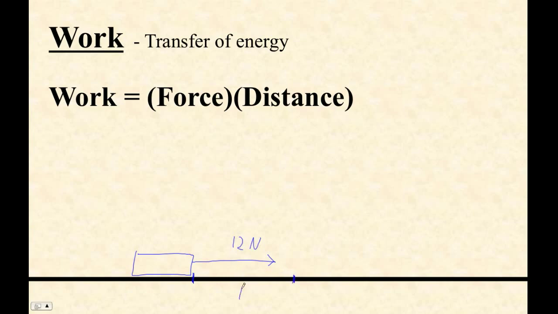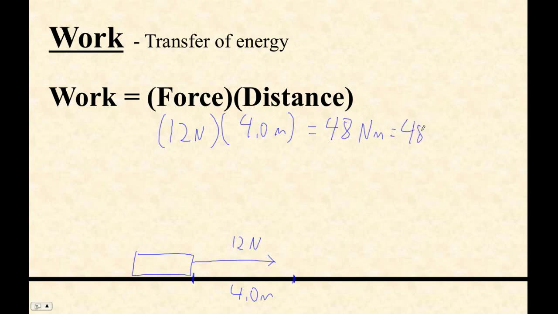Let's say 4.0 meters, right? Okay, the work would just be 12 newtons, right, times 4 meters, which would be 48 newton meters, right? That's also the same. You can just say 48 joules. Or, if you really get to know physics, you can just say 48 J like that, right?